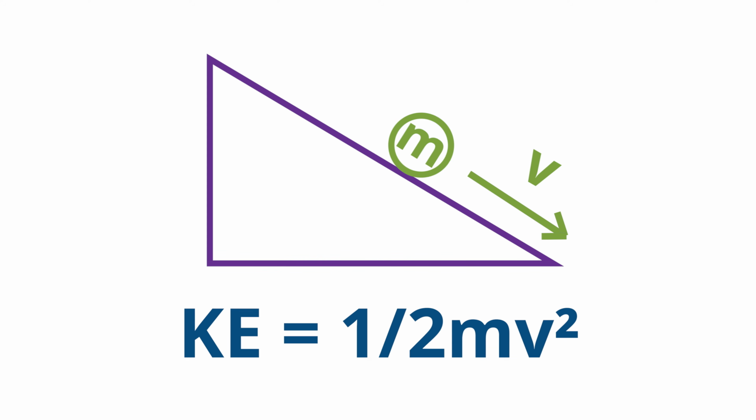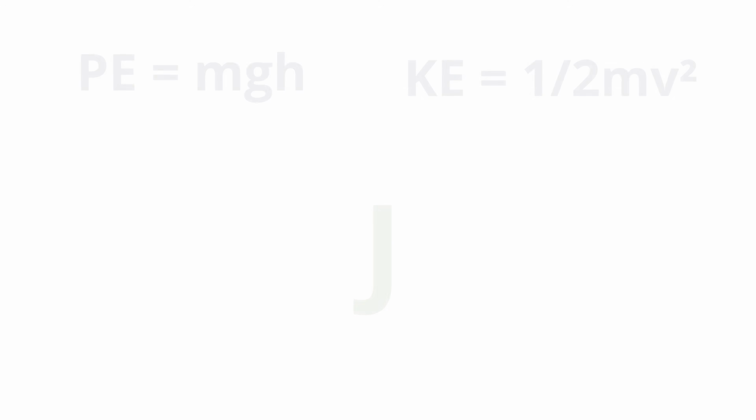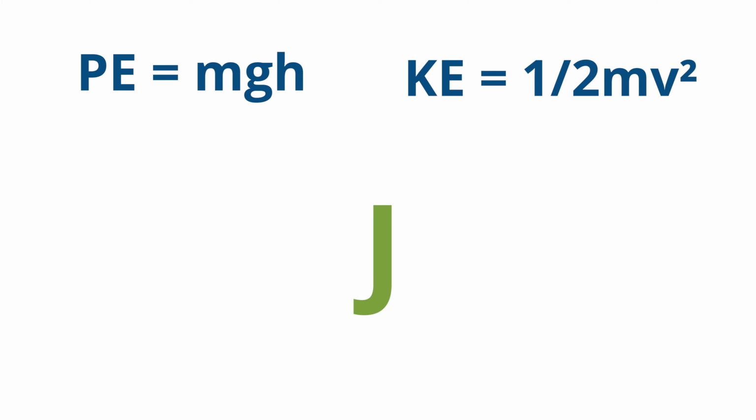Kinetic energy is the energy an object has because of its motion. Any object that is moving has kinetic energy and can be described with the formula: kinetic energy equals 1/2 the mass of an object multiplied by the velocity of it squared. Notice that because velocity is squared, it is a more important factor than mass. Both kinetic and potential energy are measured in joules.